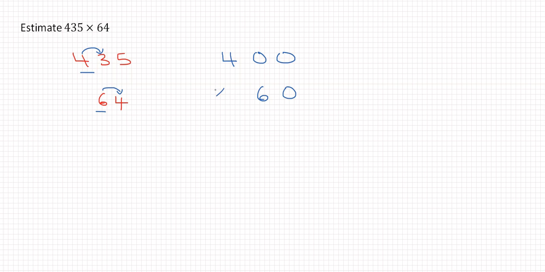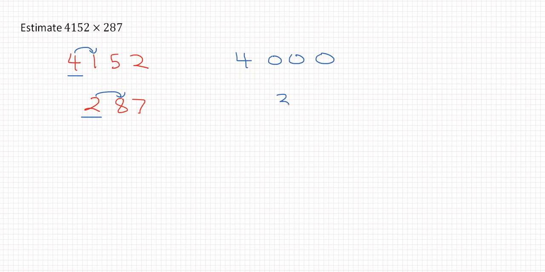So, 60. Now, when you're multiplying numbers that end in zeros, you can start by counting the zeros. 1, 2, 3. So we're going to put 3 zeros at the end. And then 4 multiplied by 6, we have 24. So that's it.